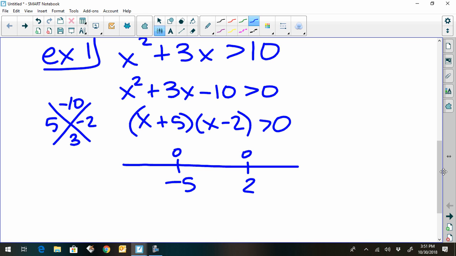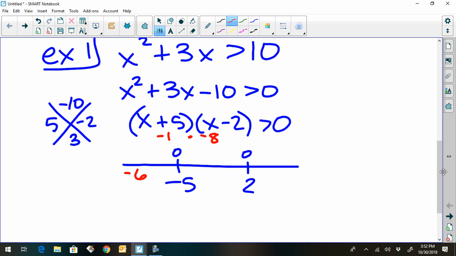What we do is test a value in each given region. I'm going to write in red again with my testing. You don't have to write this, but you could. I'm going to test -6. If I plug -6 in, -6 plus 5 is -1, times -6 minus 2, which is -8. A negative times a negative ends up being a positive.